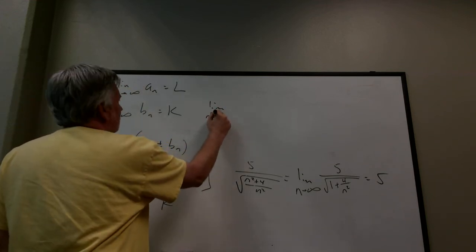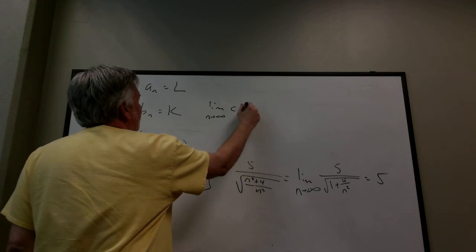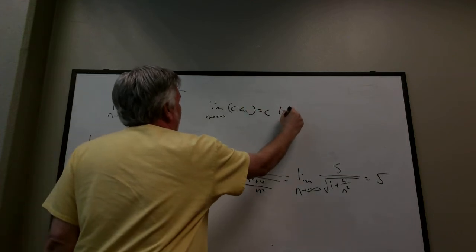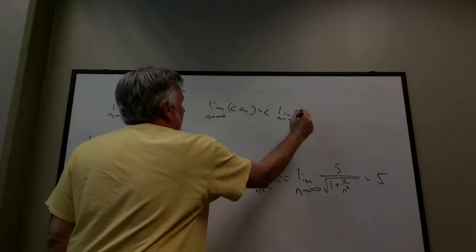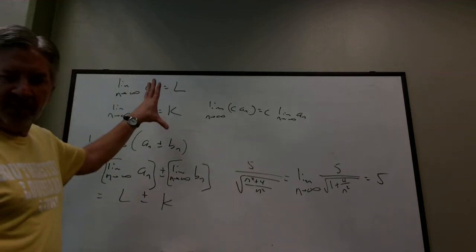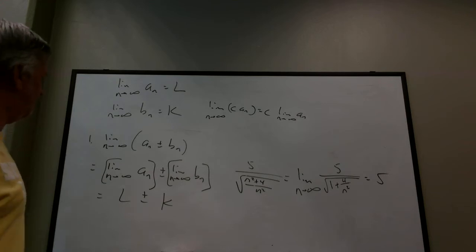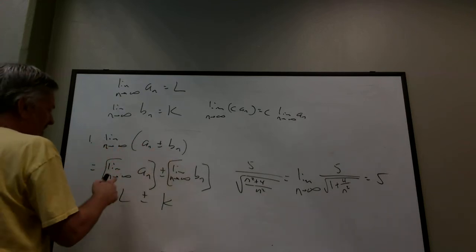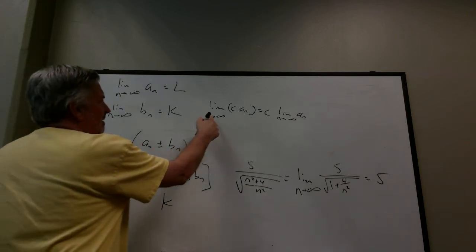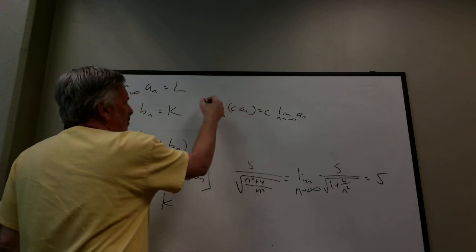Take the limit as n goes to infinity of c a_n. That's c times the limit as n goes to infinity of a_n. The third one is you can break up products, and the fourth one is you can break up quotients. Now, didn't we see something like this before? The limit of a sum is the sum of the limits. The limit of a constant times whatever, you can pull the c out front.